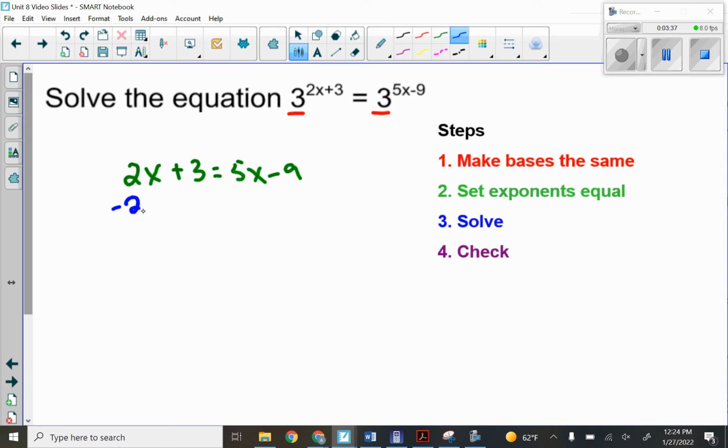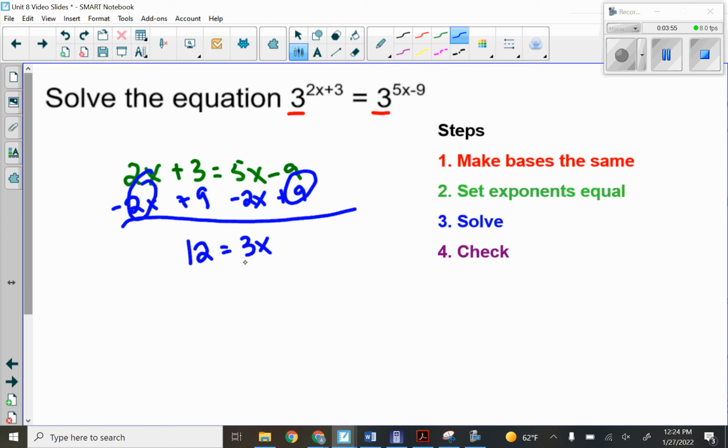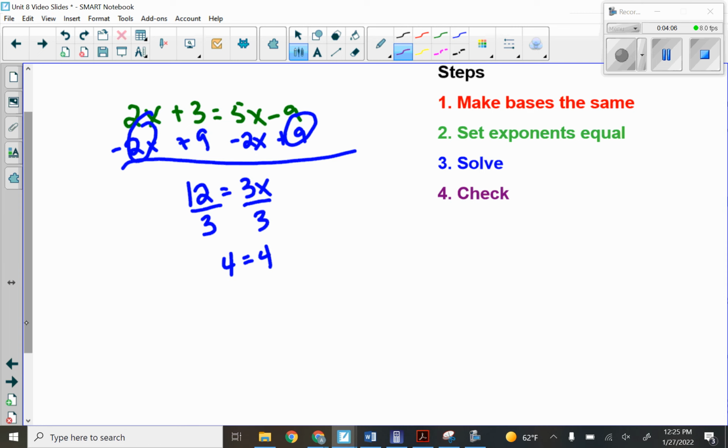So I would move 2x by subtracting 2x. And I would move that 9 by adding 9. So we get 3 plus 9 is 12 equals 5x minus 2x, 3x. Divide by 3. So we get 4 equals x.